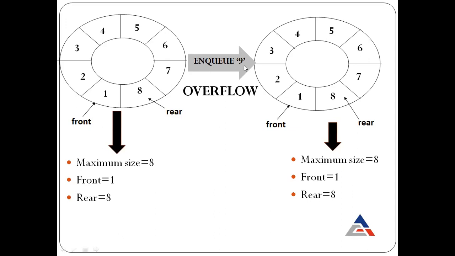If I want to add some more element in my circular queue, no space is empty, I will get the message of overflow that you cannot add more elements in the queue. This is how the circular queue will perform the operation of inserting an element in the queue. Fine.